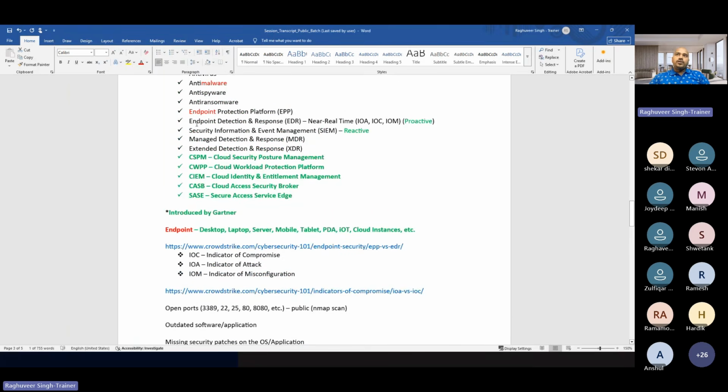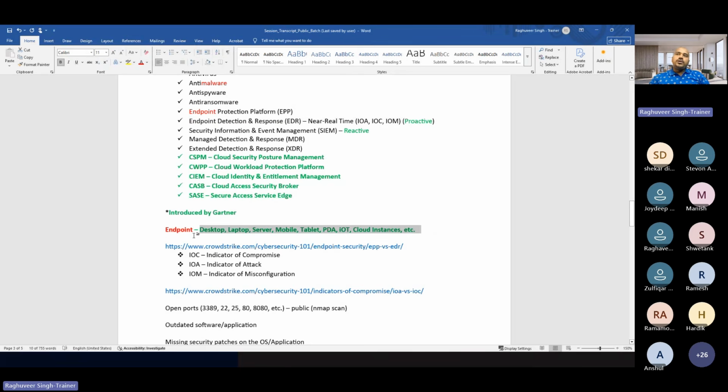Now coming back to EDR. CrowdStrike is an EDR solution. It is there to protect your endpoints. It has the capability to protect the endpoints. So the question is, what is an endpoint? What constitutes an endpoint? That is where these are the endpoints.